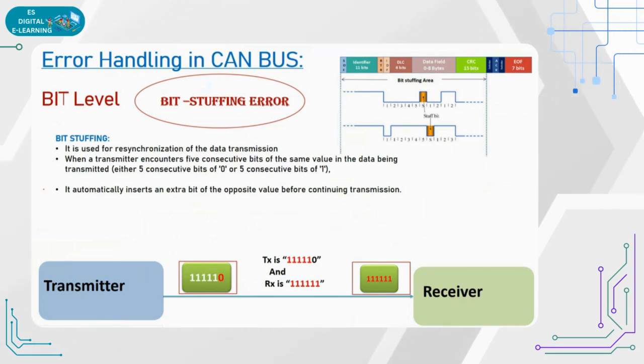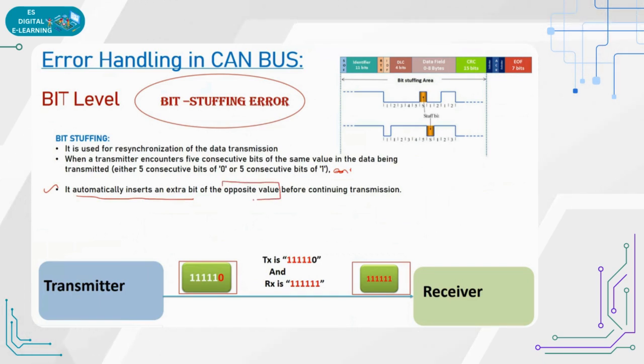Okay, next point or continuation you can write down: it automatically inserts an extra bit of the opposite value. Means this is ones, right?